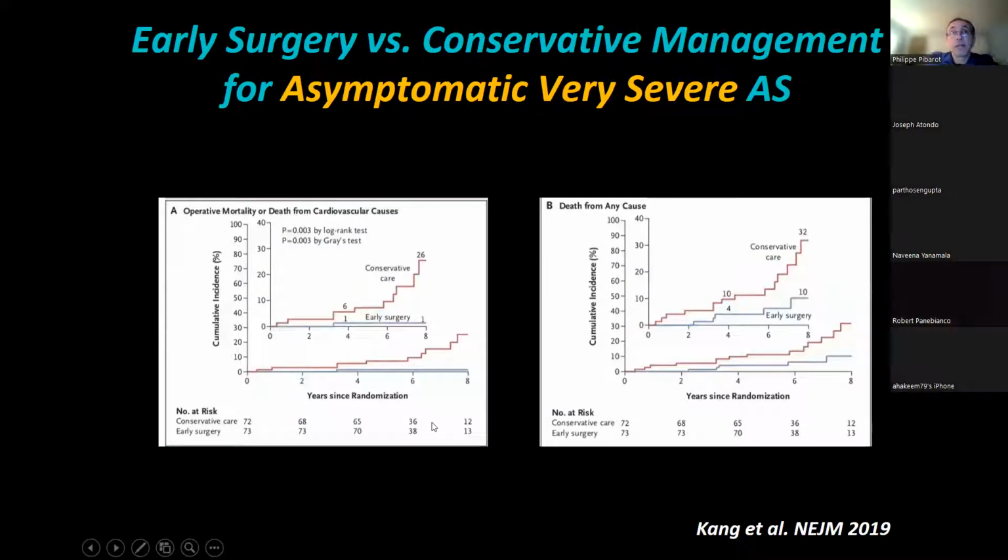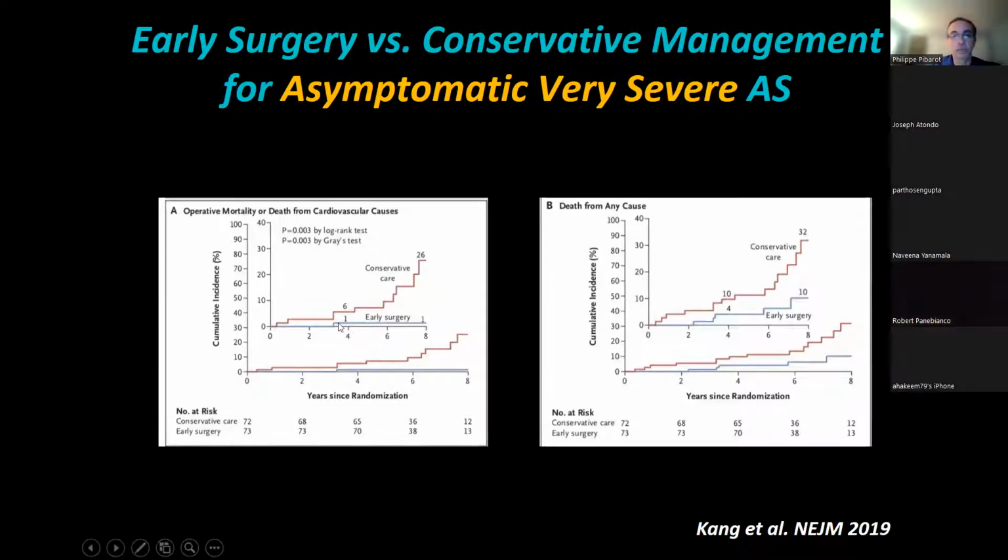So there have already been some trials that test the timing of intervention in this asymptomatic severe AS population. This is a small trial from South Korea, published in the New England Journal in 2019, with about 70 patients in each arm. So small sample size, but still a good proof of concept. These were patients who were asymptomatic with very severe AS. So it's not all-comers with severe AS. One of the inclusion criteria was a peak jet velocity of more than 5, okay?